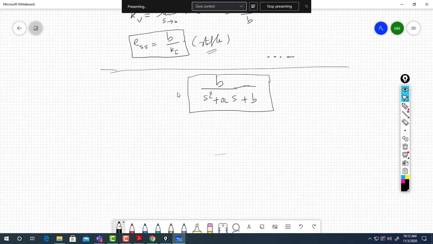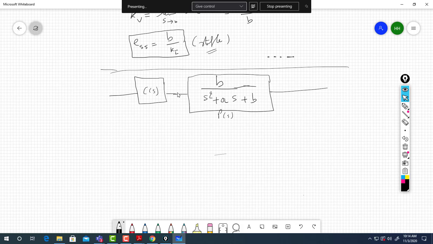So assuming I have a canonical second order system, this is my open loop. It could be any transfer function which has a canonical second order form with no zero. It has the form omega n square over S2 plus 2 zeta omega n s plus omega n square. So the basic form. Then here I have a controller, C of S, and this is my plant, of course, P of S.